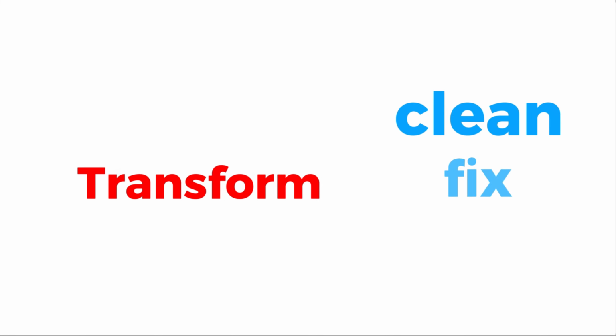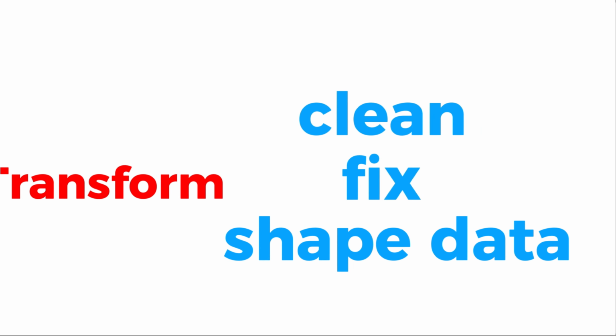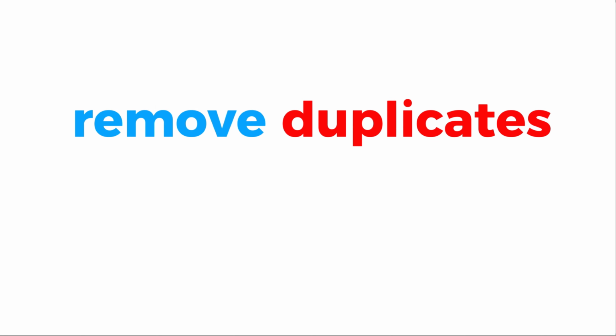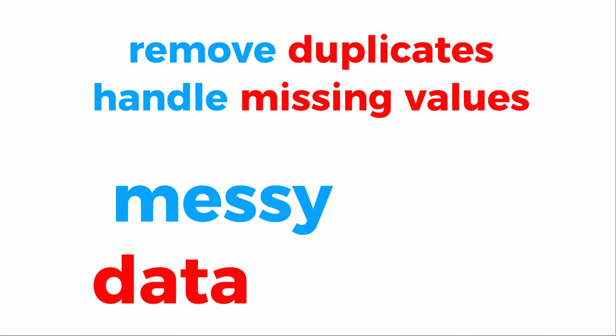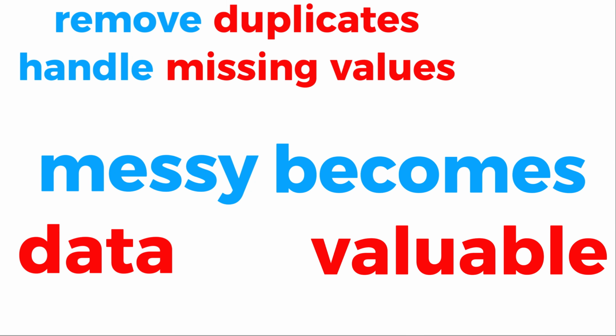Transform is where the real work happens. This is where you clean, fix, and shape your data into something usable. You might remove duplicates, handle missing values, fix inconsistent text, or split columns. In other words, this is where messy data becomes usable.